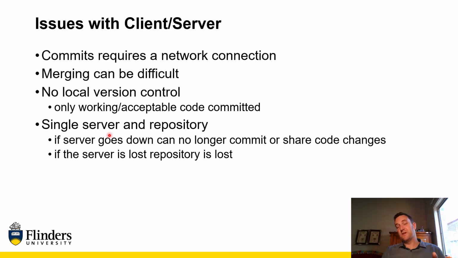So this works really well, and I think it's quite easy to conceptualize that there's a central server, and I commit to that central server and I update from that central server. And that's an easy idea to come to grips with. But there are some issues with it. If I don't have an internet connection and that server is in the cloud, I can't do any version control. I can't commit. It'd be good to be able to do some local changes and commit that. Merging can be difficult through there. There's no local version control.